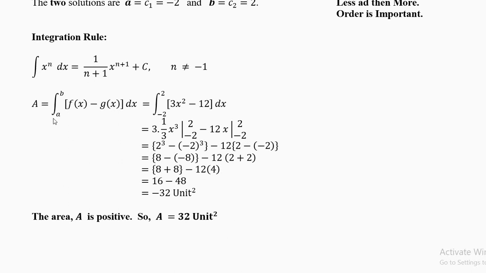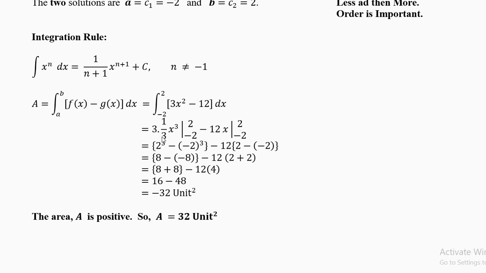Now find the area. Area is the integral from a to b of f minus g. F minus g is 3x squared minus 12, going from minus 2 to plus 2. A equal to minus 2, b equal to 2. So the first one is 3 into 1 by 3 x cubed. The second one is minus 12x, both going from minus 2 to plus 2.